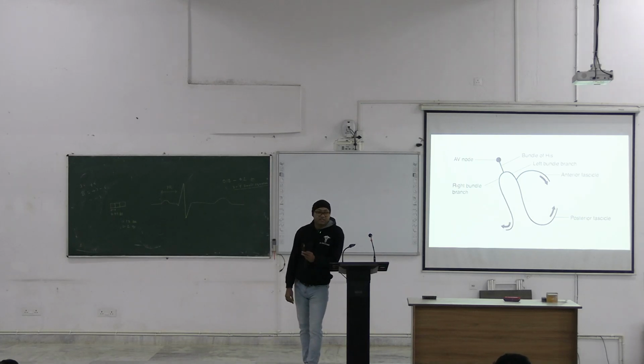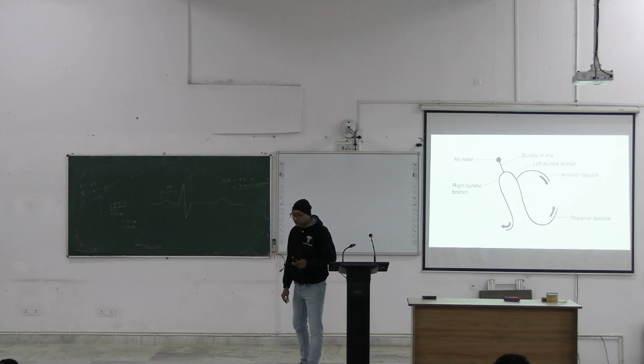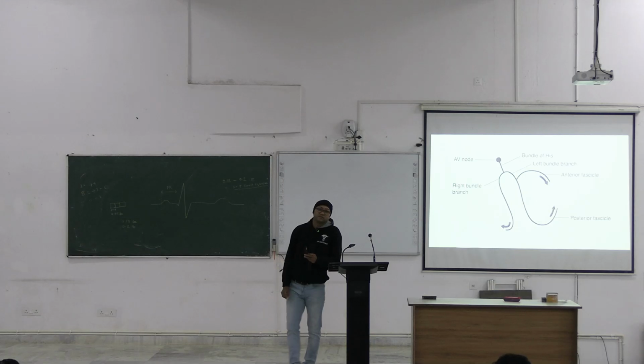If PR interval is short, it will be less than 3 small squares, that means 1 small square or 2 small squares. And if PR interval is more than 5 small squares, that means more than 0.2 second, we call it PR interval is increased. Okay?